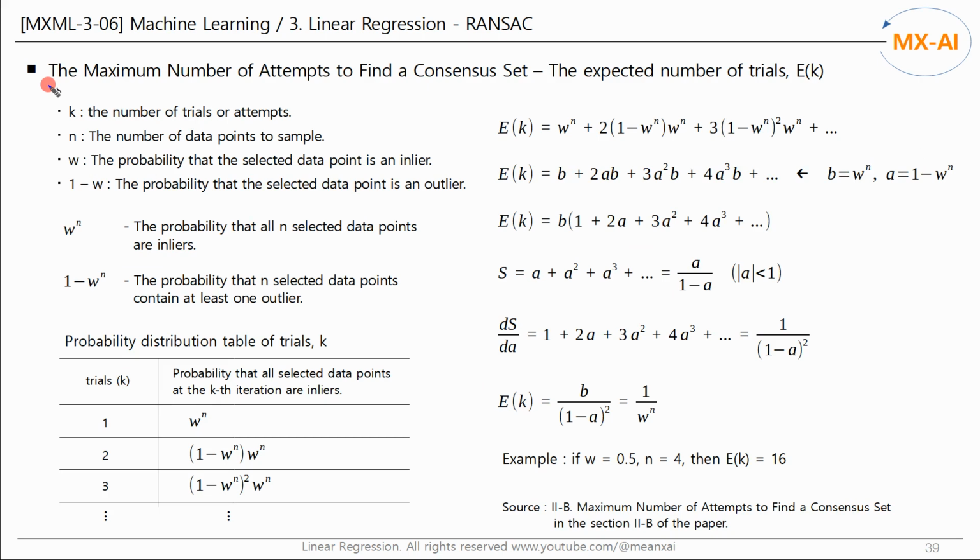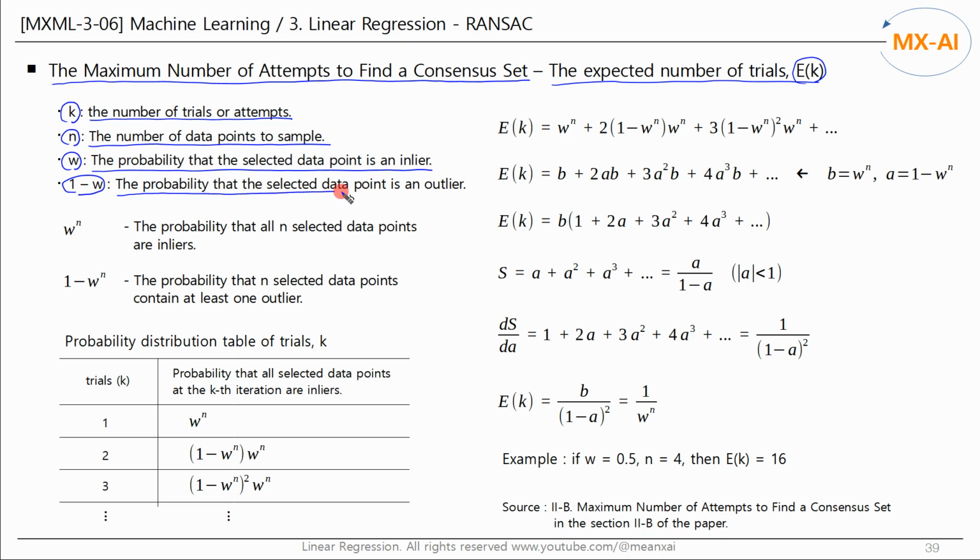Now let's look at the problem of determining the maximum number of attempts to find a consensus set. First, let's find the expected value of the number of attempts, k. K is the number of trials or attempts, and N is the number of data points to sample. W is the probability that the selected data point is an inlier. Conversely, 1 minus W is the probability that the selected data point is an outlier.